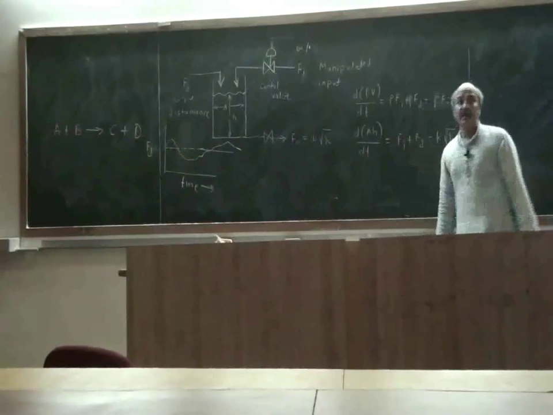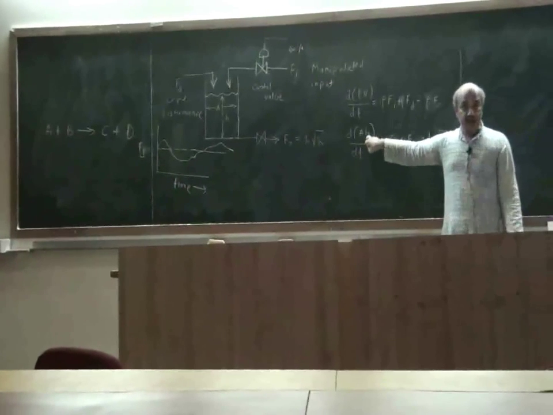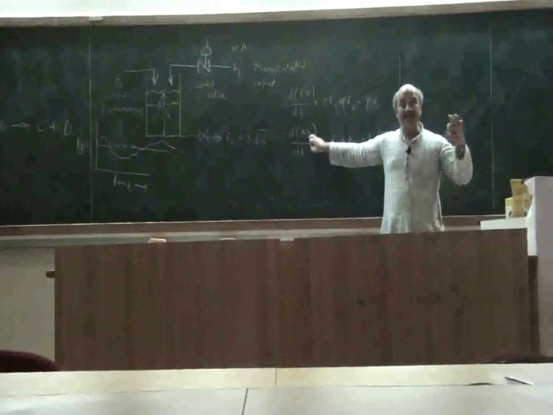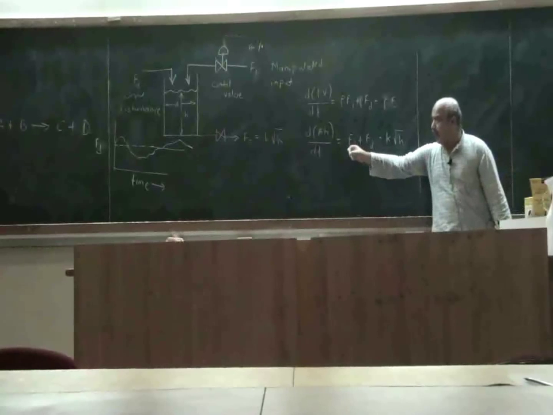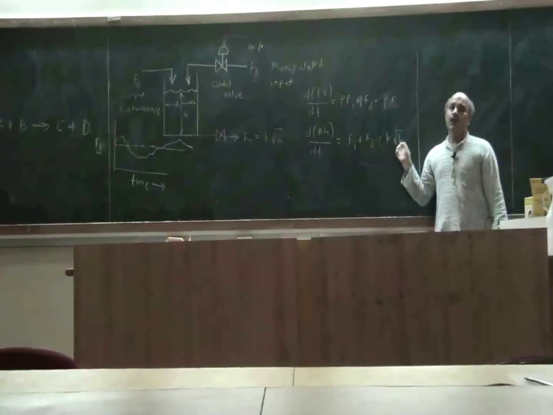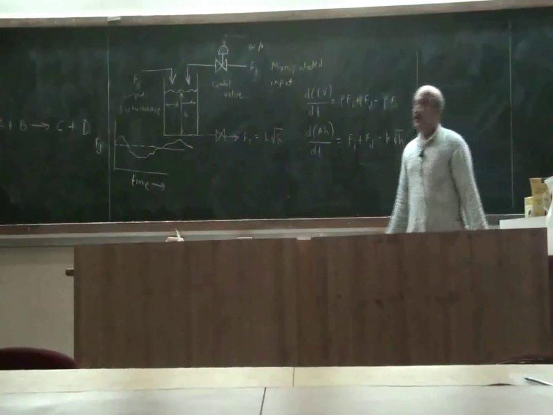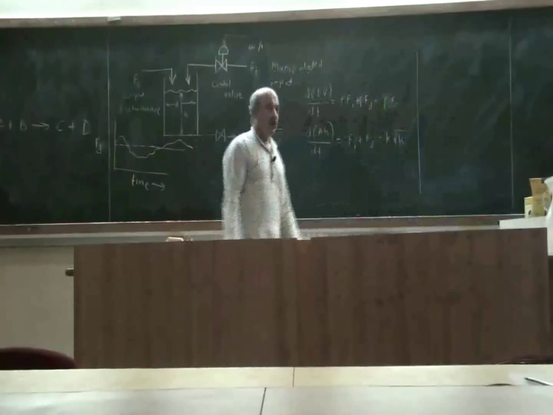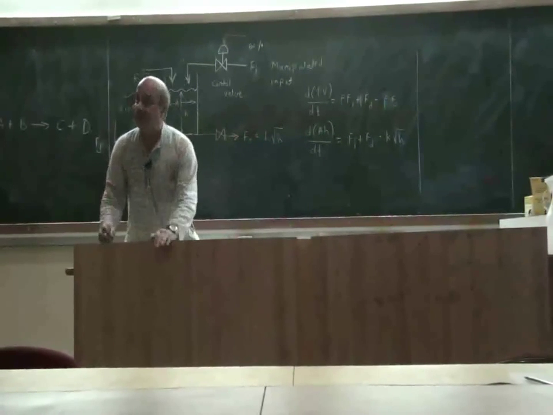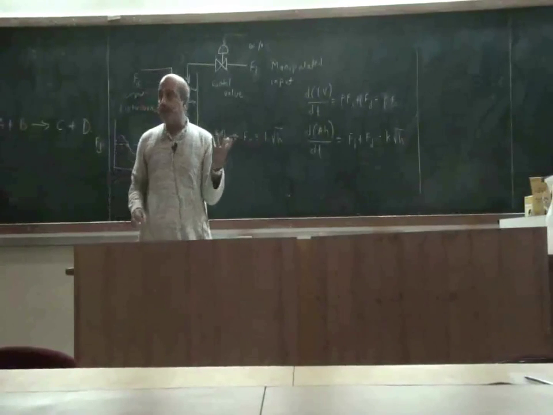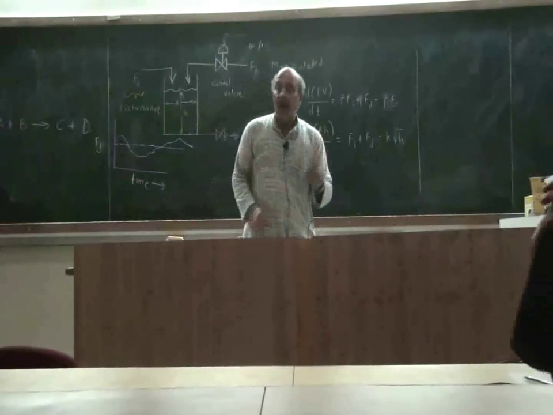So this is my differential equation that relates the rate of change of volume. Ah is volume. The rate of change of volume at any time point is governed by the inlet flow Fi plus the disturbance flow minus the flow out. This differential equation governs the dynamics of this particular tank. My aim is to control the level inside the tank automatically.